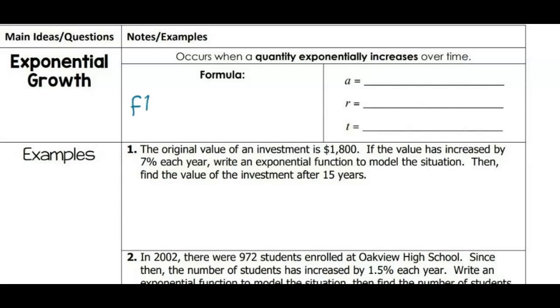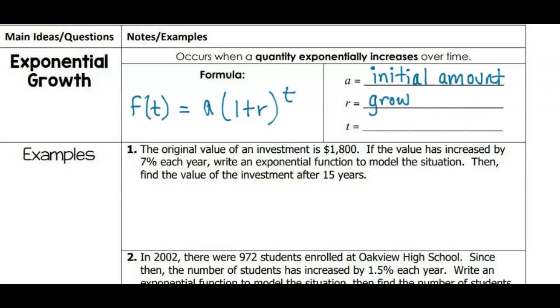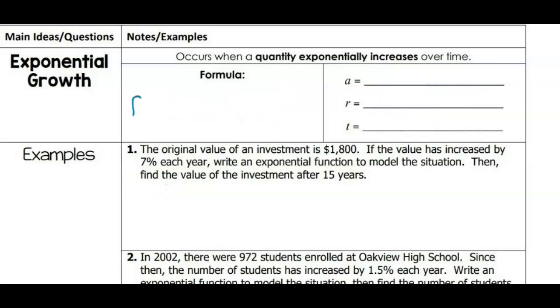Exponential growth equations, the basic form of an exponential growth is going to be this form. A times the base, which is 1 plus the rate. Okay, now A is going to be the initial amount. It's also going to be what our y-intercept is. And remember that the rate, R, is going to just be our growth rate. So if it's increasing by a certain percentage, then we'll have that.